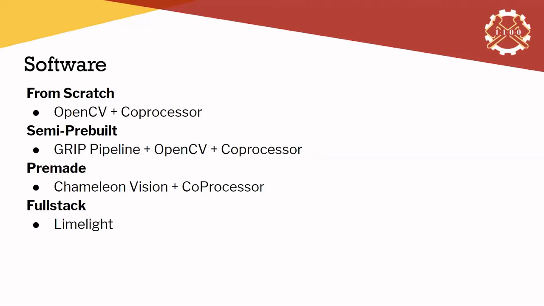All you have to do is just move some sliders to try and isolate your vision targets from your image. And the only difference between the pre-made and the full stack implementations that I've listed here is that the full stack implementation, like the Limelight, comes with its own coprocessor. So all you have to do is just wire it into your robot and you'll be up and running.